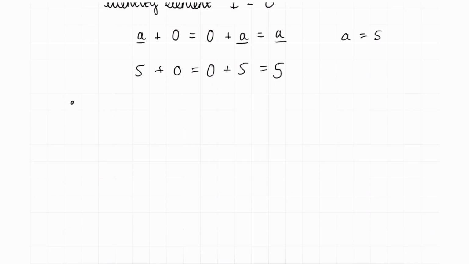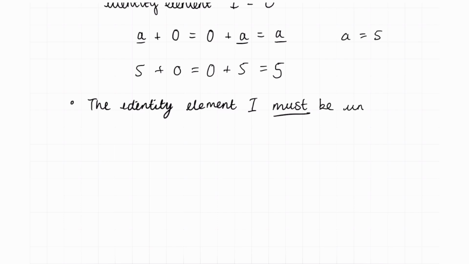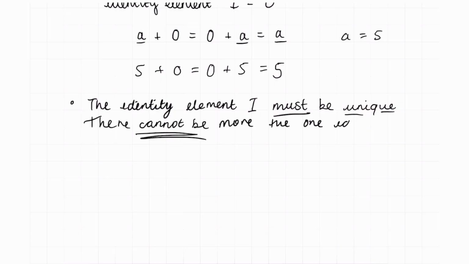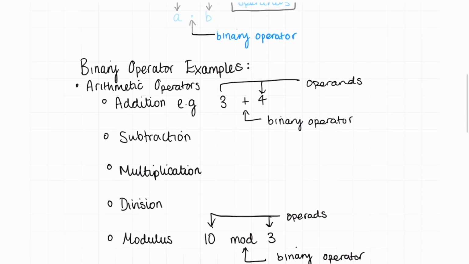Additionally, the identity element must be unique. The identity element I must be unique. And this means that there can only be one identity element for that set. There cannot be more than one identity element in any set. Now, don't worry, we're going to recap this at the end.